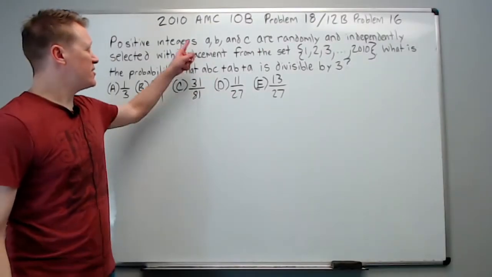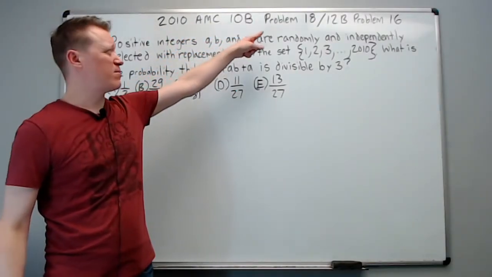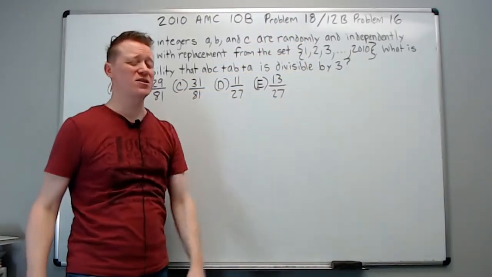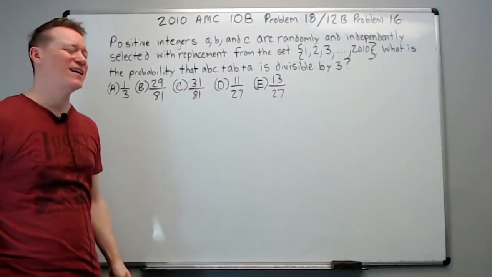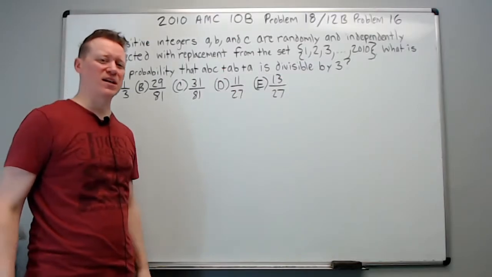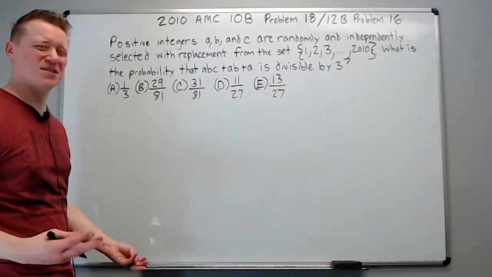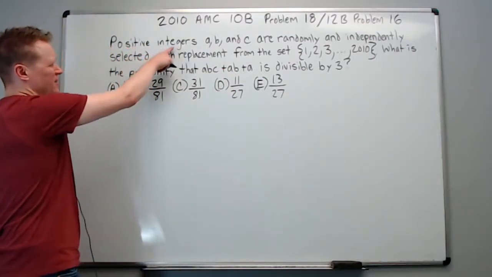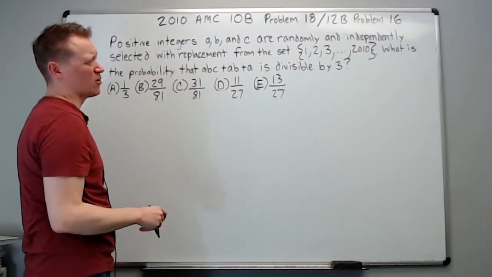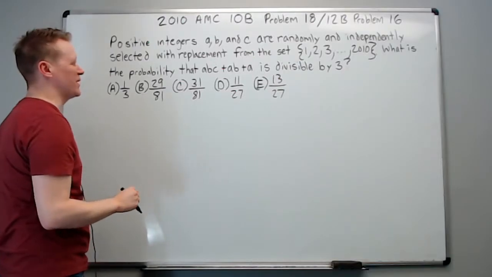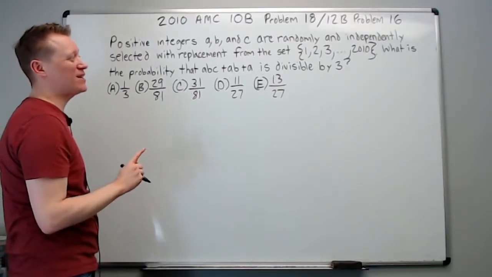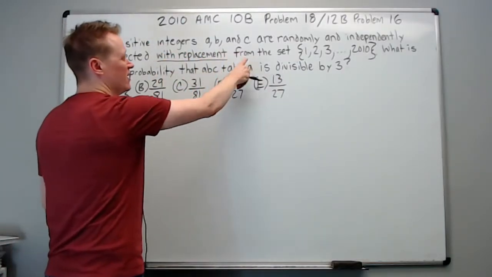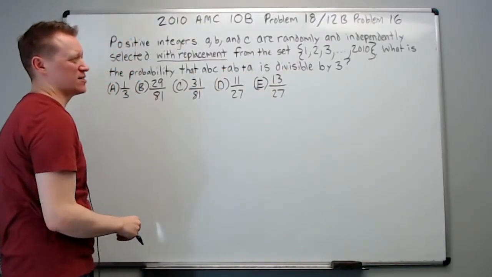All right, this is the 2010 AMC 10B problem 18. It was also the 12B problem 16. This is actually one of my favorite problems on this contest because I learned something on it when I did it the first time. So positive integers A, B, and C are randomly and independently selected with replacement, that will be important, from the set 1 to 2010.